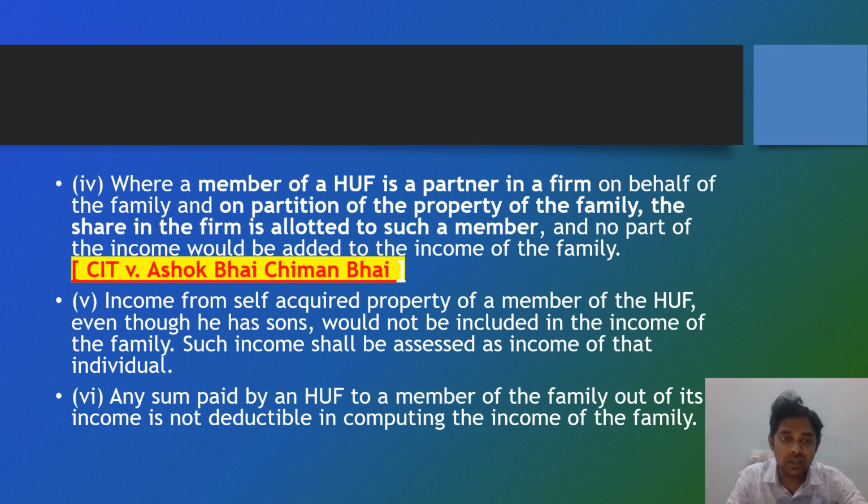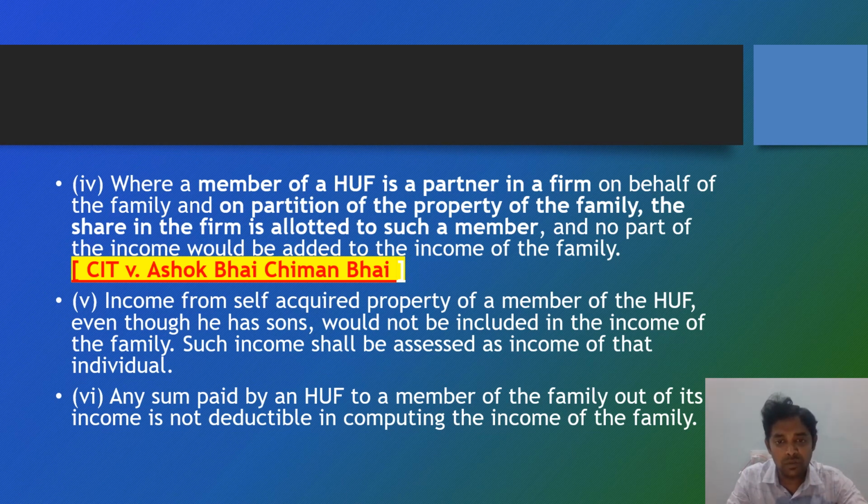In the case of CIT versus Ashok Bhai Chiman Bhai, it is held that where a member of the HUF is a partner of the firm on behalf of the family, and on partition of the property of the family the share in the firm is allotted to such a member, no part of the income would be added to the income of the family. This is especially after the partition.